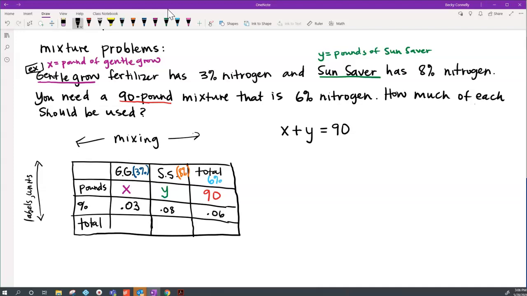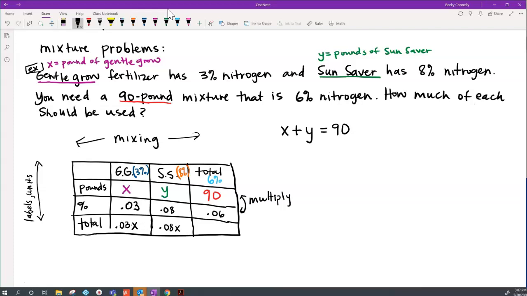I'm going to multiply these two together. So I'll do X times 0.03, because I don't know how many pounds of this I need, but I know the percentage of nitrogen in it is 3%. So I'm multiplying those together. Multiply these two going down, 0.08y. And then this is the one that a lot of times people forget, but you're multiplying those together too.